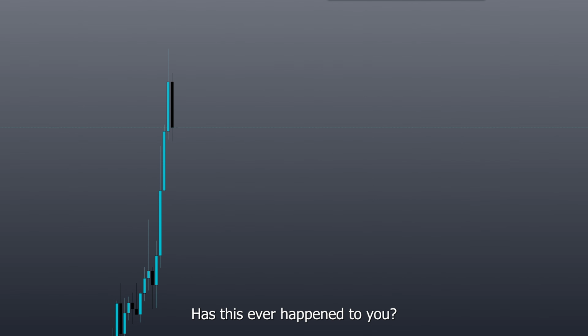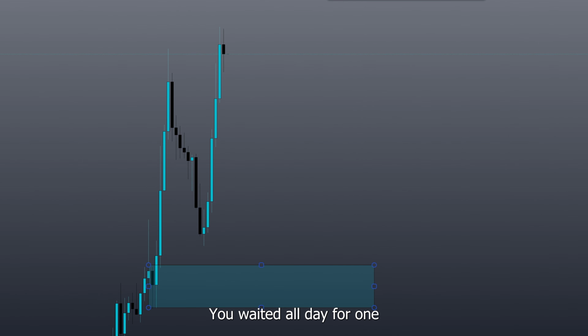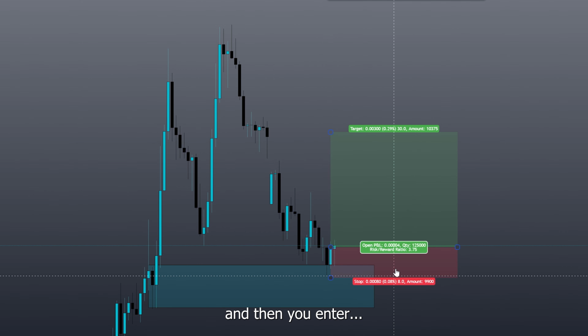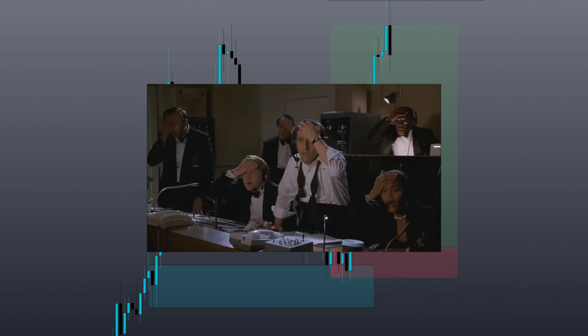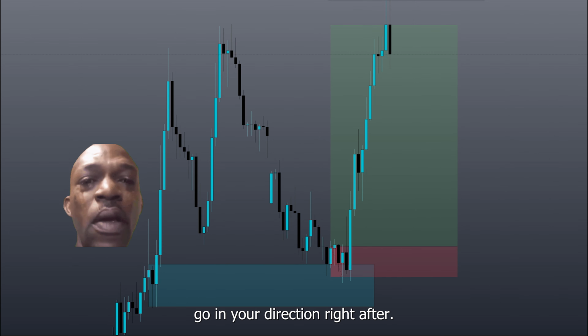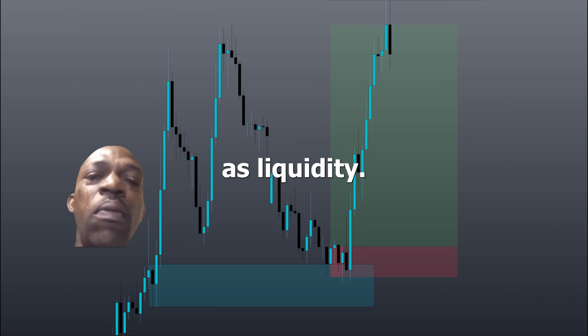Has this ever happened to you? You waited all day for one perfect setup. Price finally comes to your zone and then you enter. But then you get stopped out by just one pip, only to watch price go in your direction right after, and you were just used as liquidity.